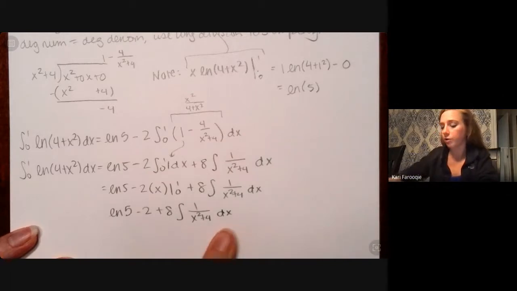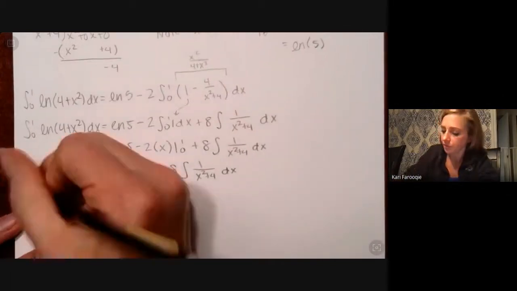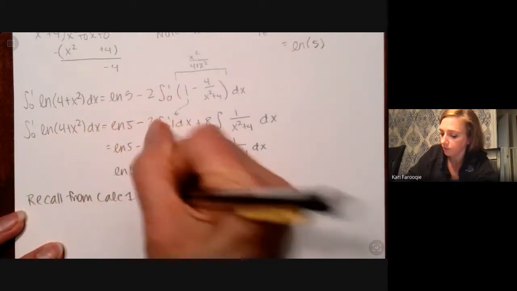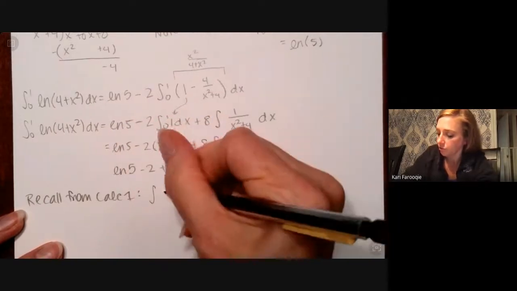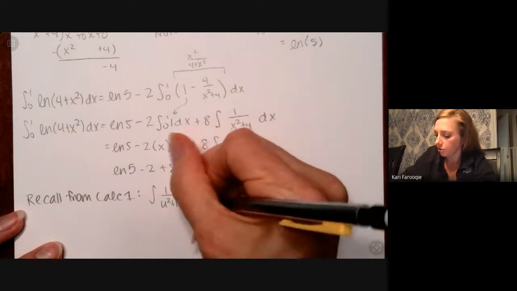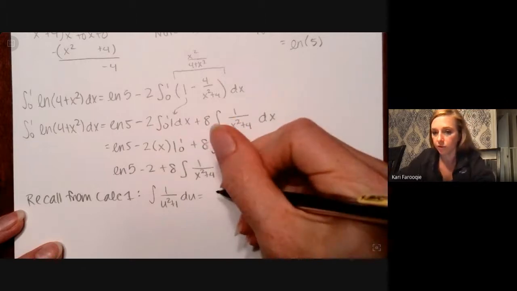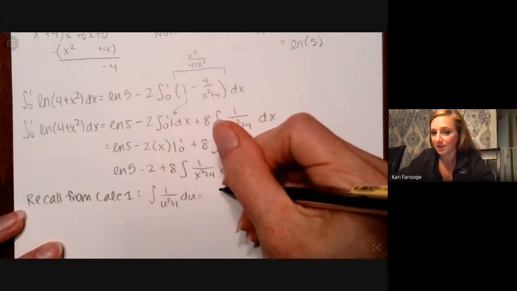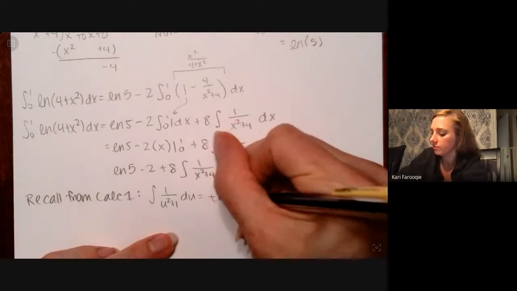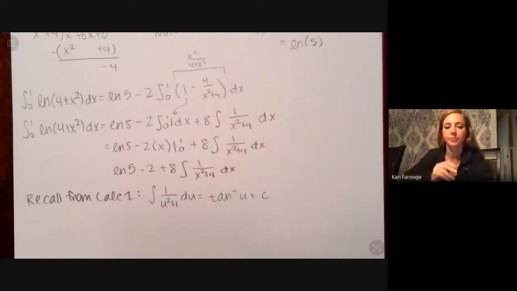This is a Calc 1 integral. If it's not popping out at you, I'm going to say recall from Calc 1. You had the integral of 1 over, it was either 1 plus u squared or u squared plus 1, doesn't matter, du is equal to, I'll give you a second to think about it, which one? It is equal to the inverse tangent of u plus c.